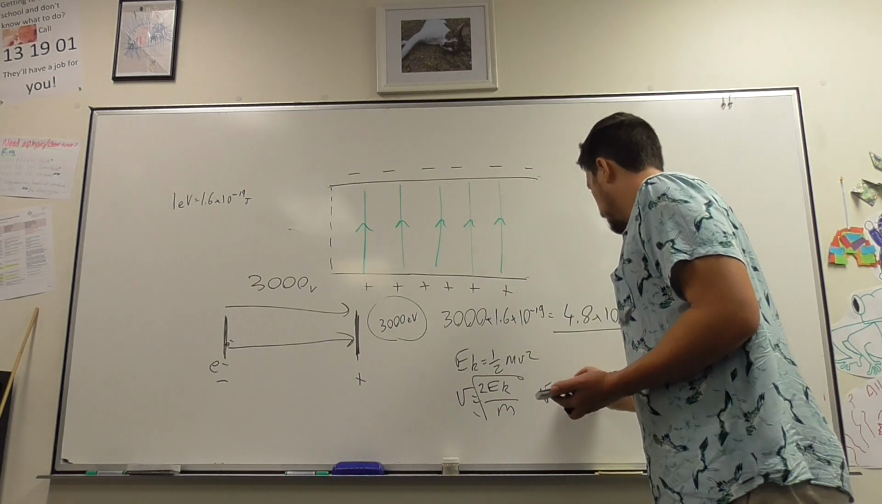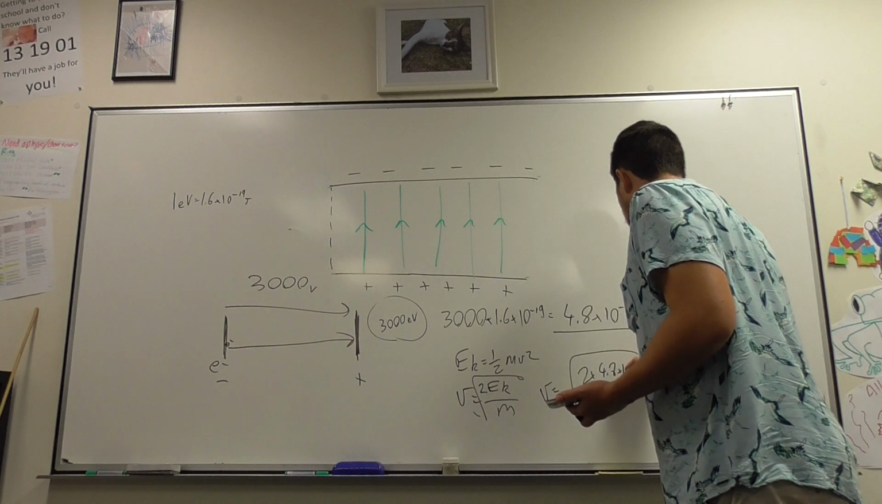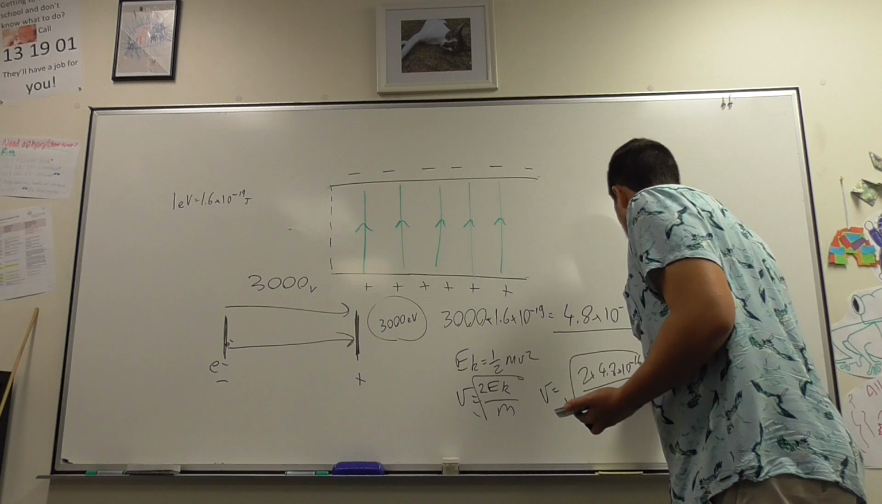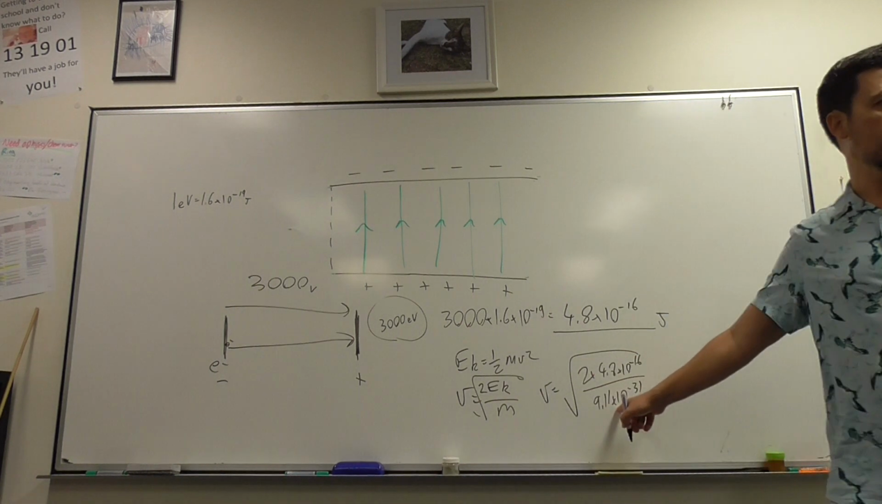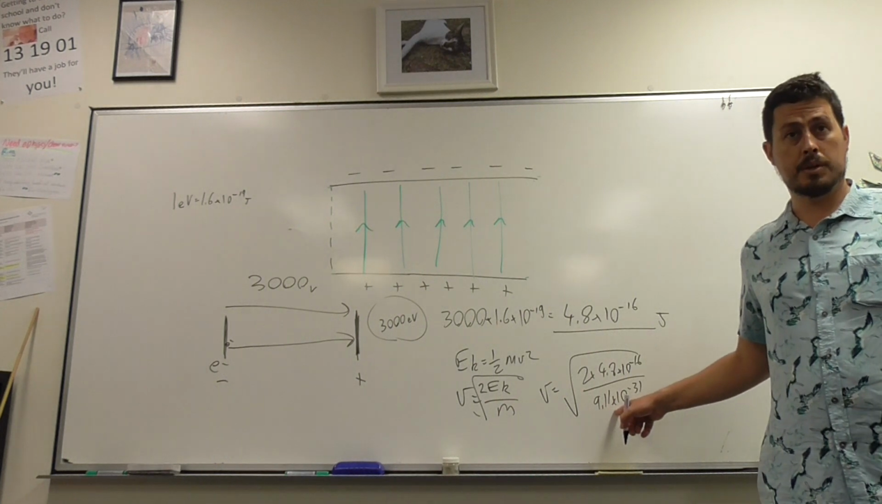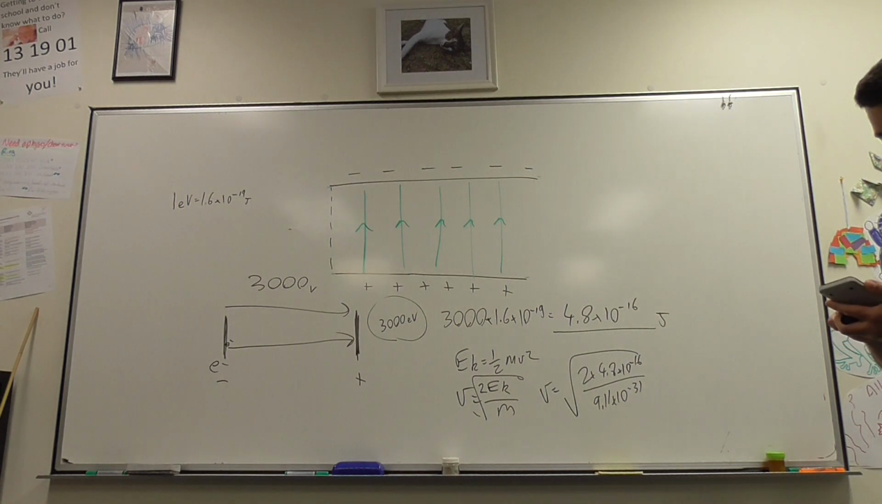So the velocity will equal the square root of 2 times 4.8 by 10 to the negative 16 on 9.11 by 10 to the negative 31. Remembering that the mass of an electron can be gotten simply by looking at the formula sheet. It's one of the things you receive. So 2 by 4.8 by 10 to the power of negative 16, divide 9.11 by 10 to the power of negative 31.